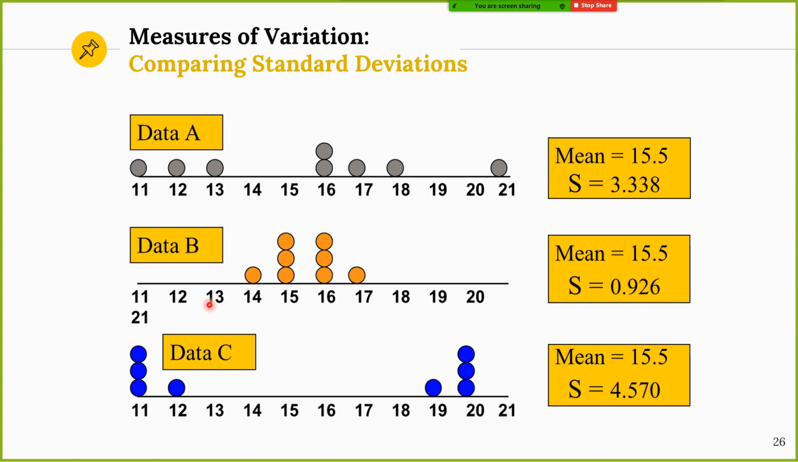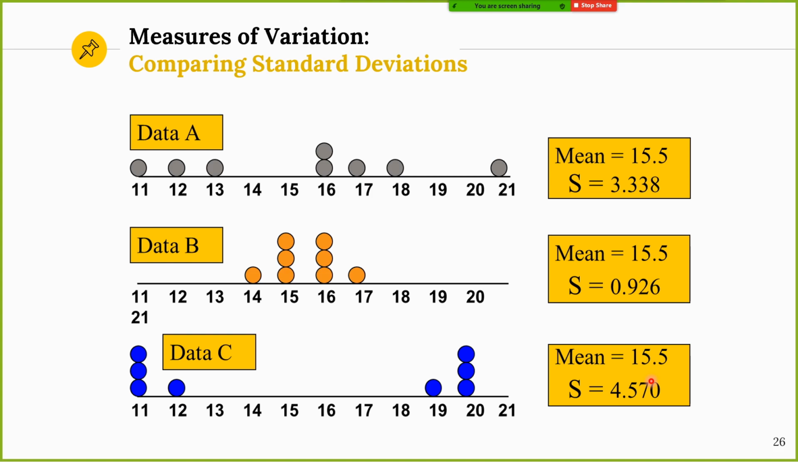If you see data C, it's more spread out, spreading a lot. The mean is in the middle here, but the data is not in the middle. It's very scattered data, so you can see the standard deviation is quite high, 4.5. This standard deviation gives you a clear understanding about the distribution of the data. How far is the data from the mean?